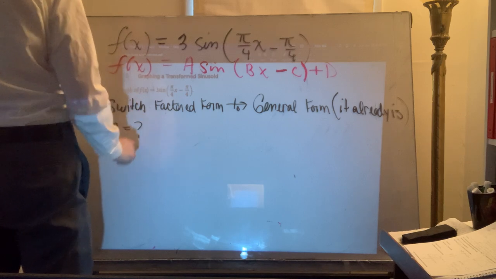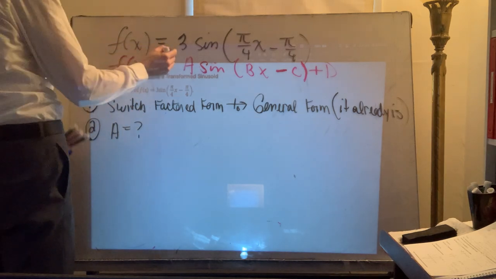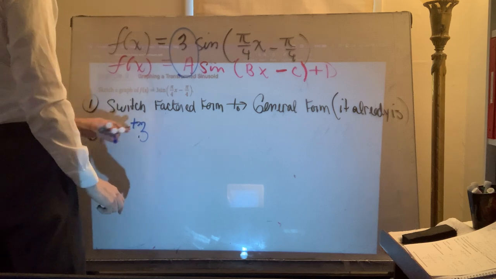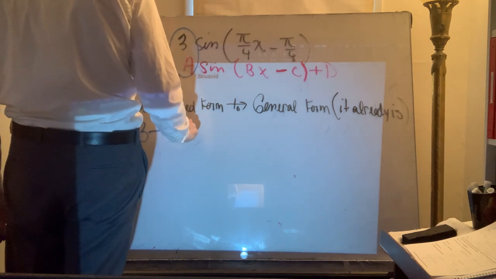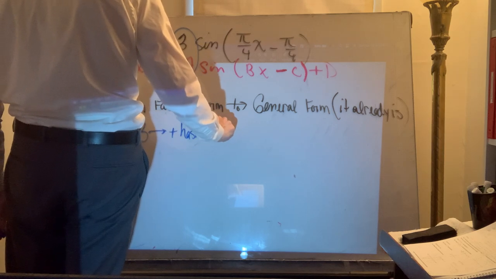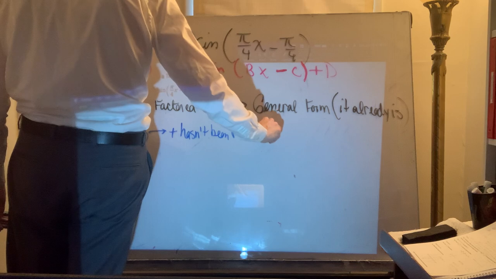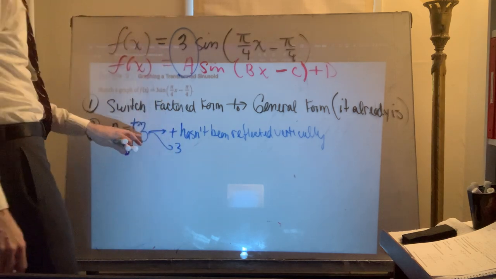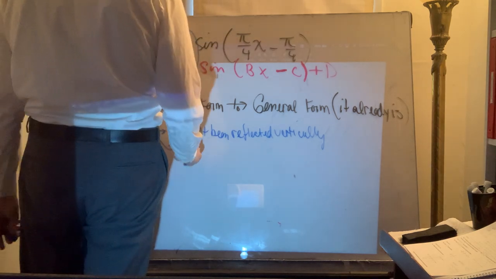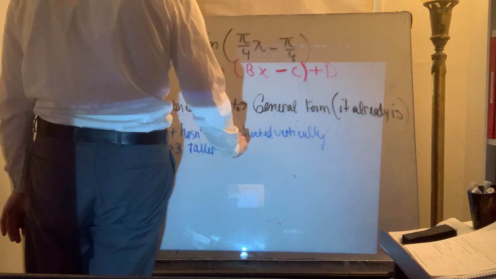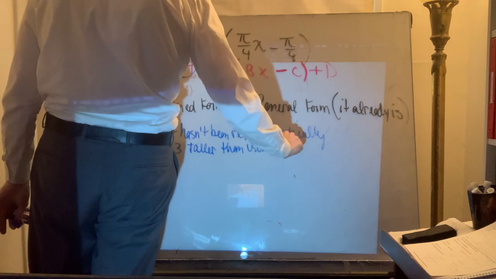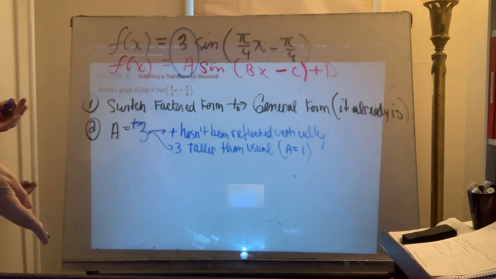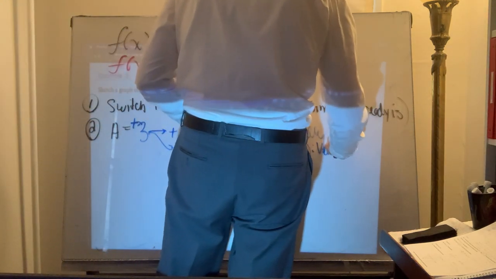What is A? Well, what is sitting in place of A is positive 3, which implies a couple of things. It's a positive, so it hasn't been reflected vertically. And it's a 3, and it's intuitive when dealing with the amplitude that it is taller than usual. Because what is it normally? The amplitude is normally 1, so it's 3 times as large. So expect it to be vertically stretched.